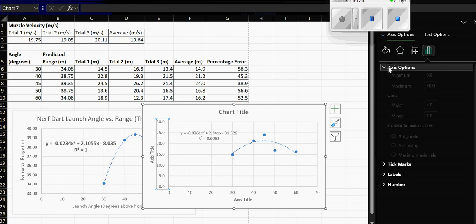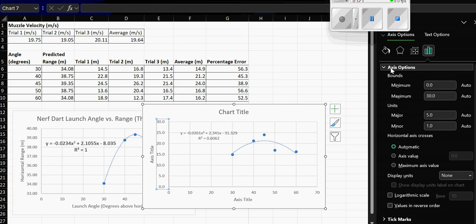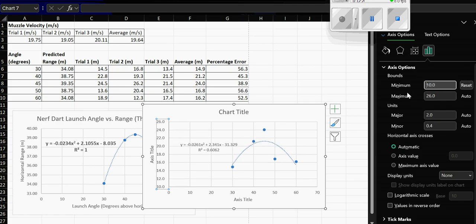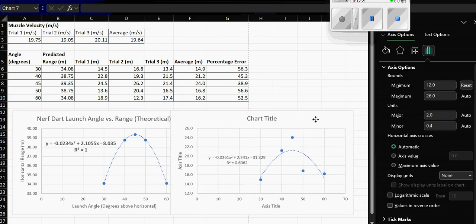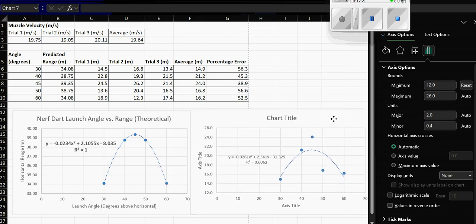I'm going to go to my axis options here. And instead of a minimum of 0 in the y-axis, I think I want to go to like 10. Let's try 10 and see how that looks. Oh, that's better. I could probably go all the way to 12. There we go. That looks really nice, much easier to see the stuff on my graph. So there is my second graph.